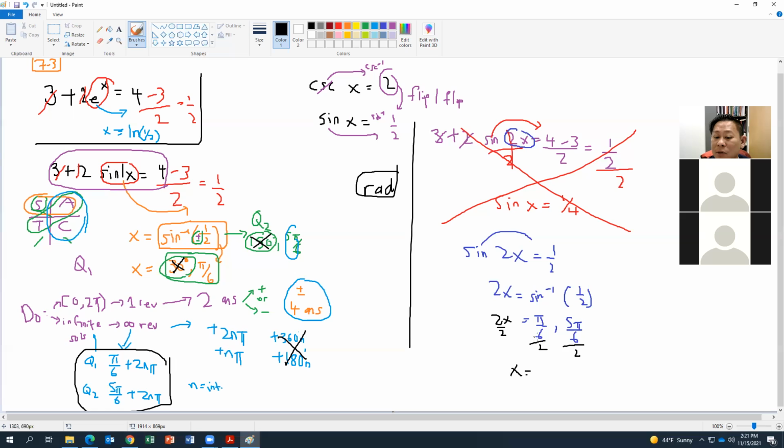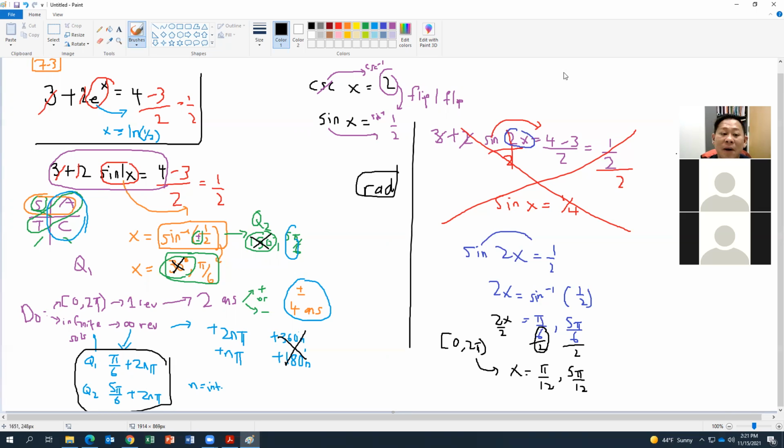So when you divide by 2, you just take this 2 and multiply. So this will become pi over 12. And this will become 5 pi over 12. So this is what happens if you have what we call 1 revolution. It means your answer goes from 0 to 2 pi, then this is your answer.